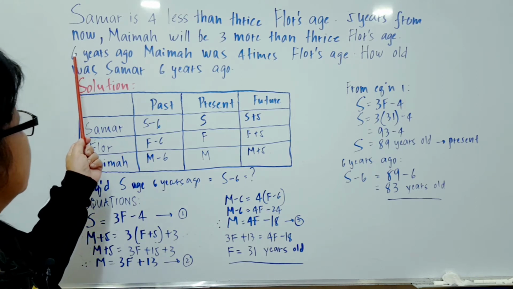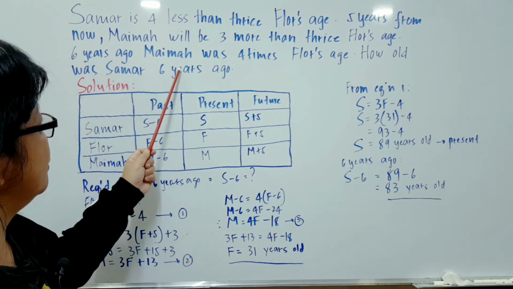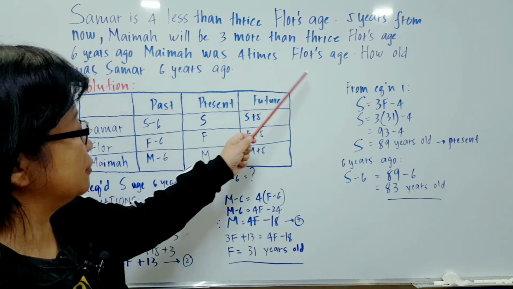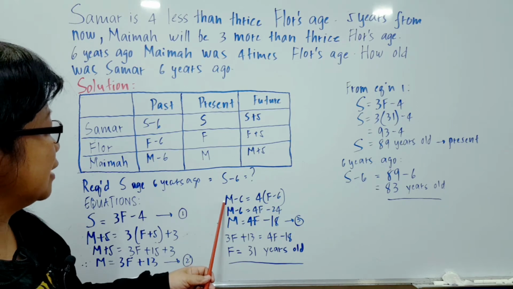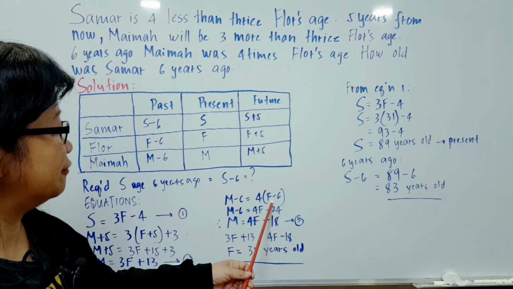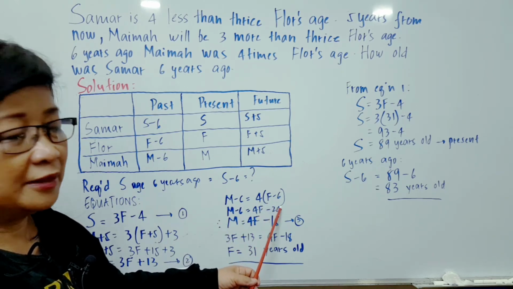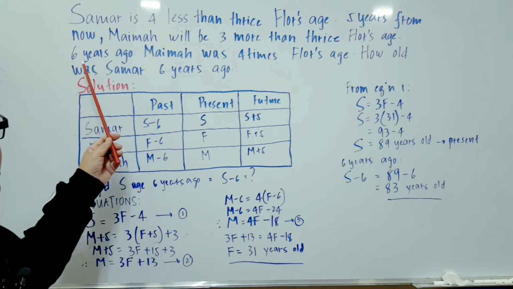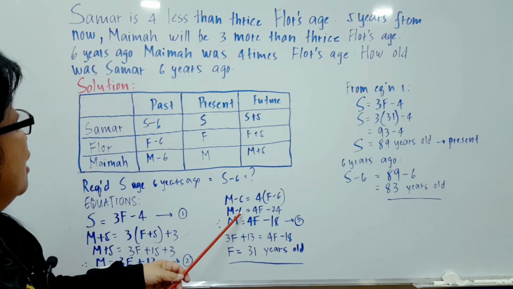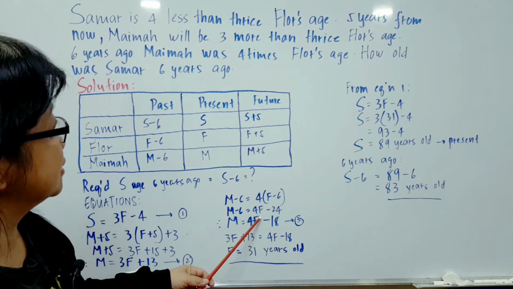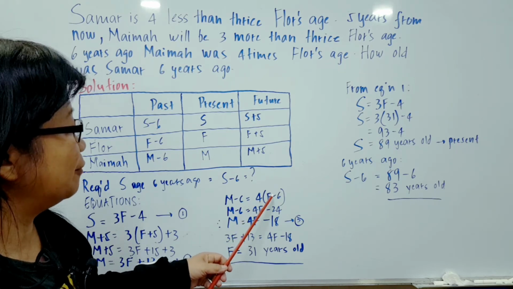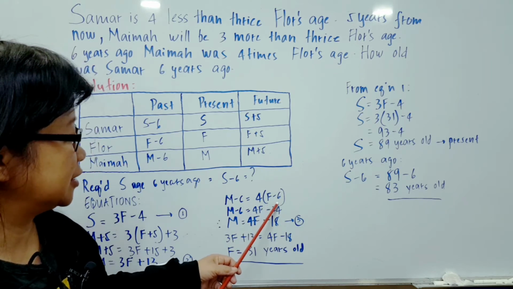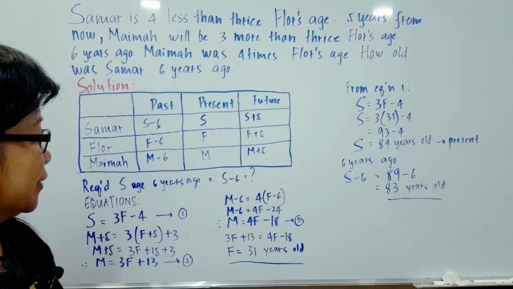Now, another statement here, 6 years ago, Mima was 4 times Flor's age. 6 years ago, that means past. So, Mima is M minus 6 and Flor, of course, is F minus 6. So, it is written here that 6 years ago, Mima was 4 times Flor's age. So, 4 times Flor's age, 6 years ago, which is F minus 6.